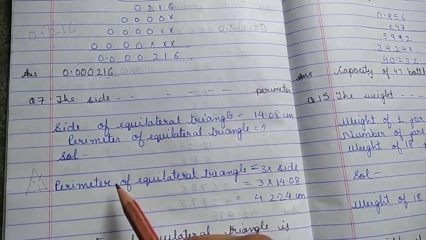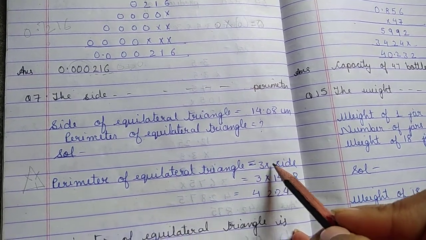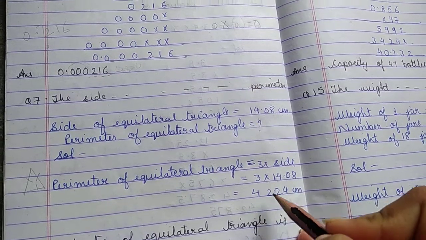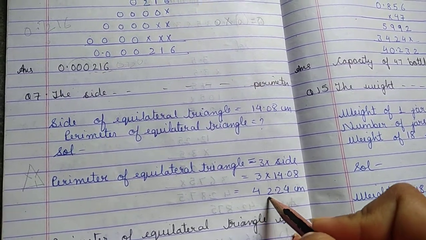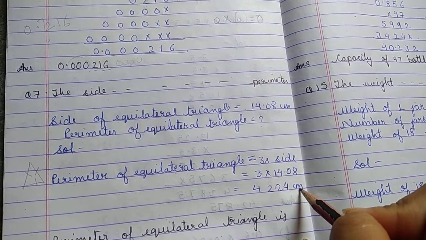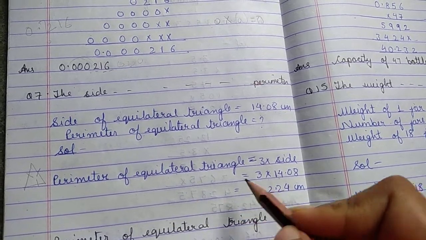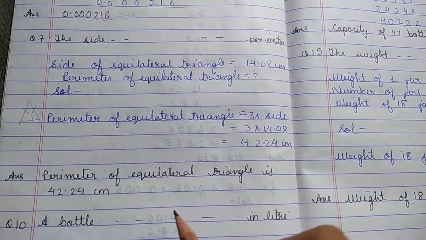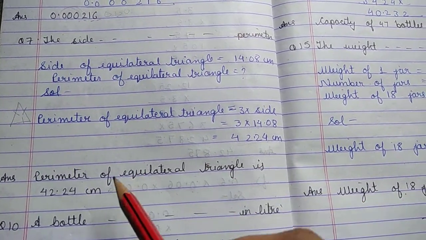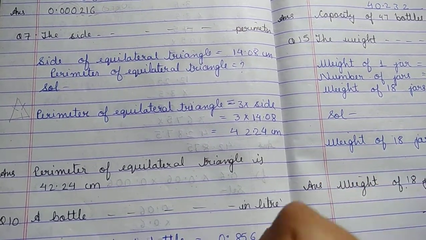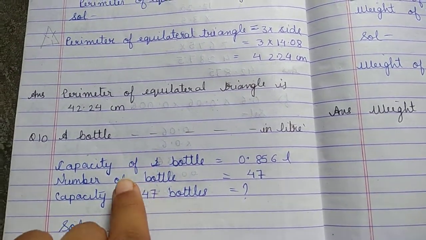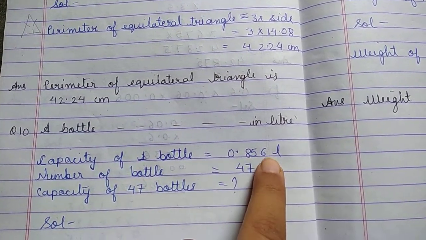What is the formula for the perimeter of an equilateral triangle? 3 multiplied by side. Therefore 3 multiplied by 14.08. What answer will you get? 42.24 centimeter. Okay, after calculating it, you will get 42.24 centimeter. So the perimeter of the equilateral triangle is 42.24 centimeter. Next question is that the capacity of one bottle is 0.856 liter.